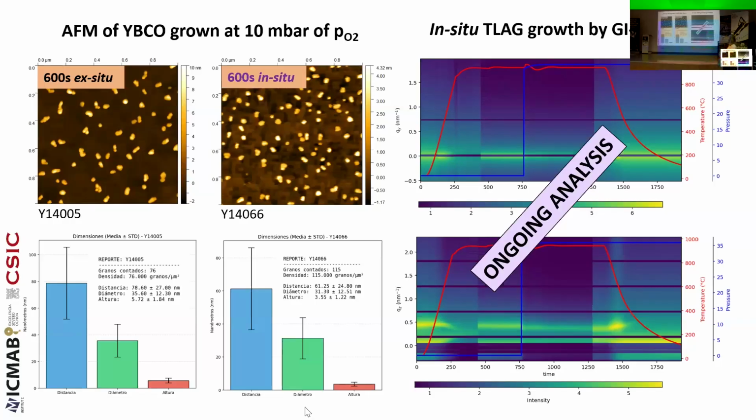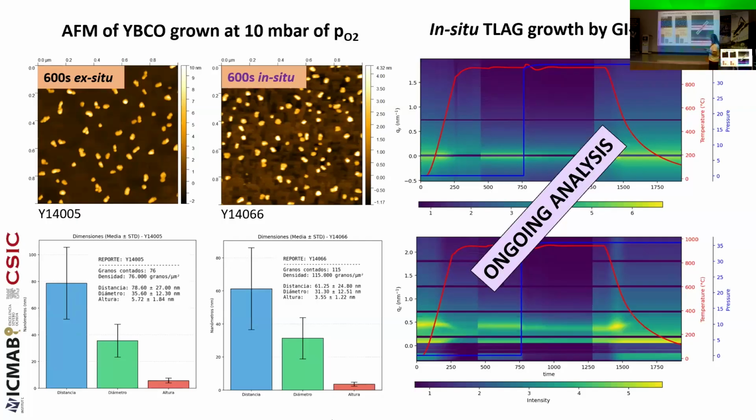What we have done for now is to do some atomic force microscopy imaging of the in-situ sample and compare it to the one of ex-situ. And as you can see, they look quite similar. The only thing is that maybe the density is a bit different between the two, and the interparticle distance, which the two characteristics are, of course, linked together.